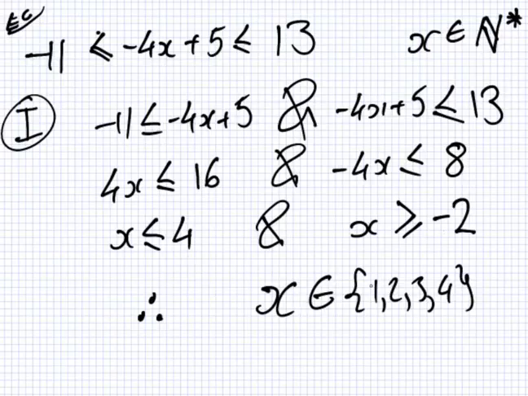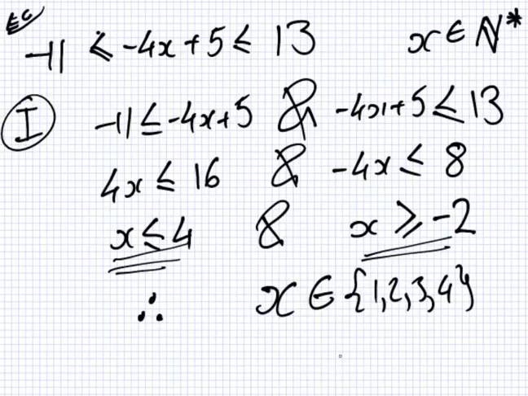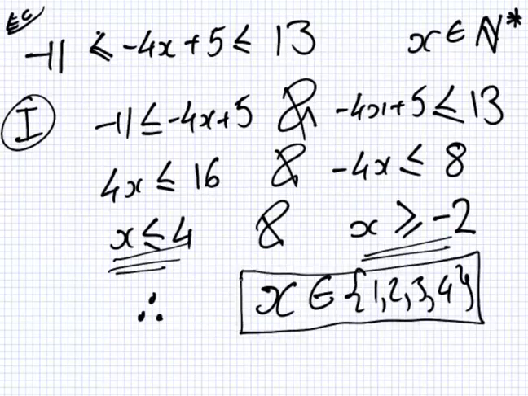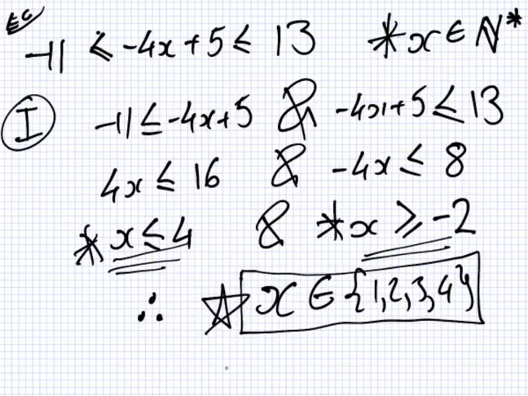Okay, so in this one, x is all the natural numbers, including 0. There's two ways to do this one. The first way is to separate it as two problems. So this is method 1. Minus 11 is smaller than minus 4x plus 5, and minus 4x plus 5 is smaller than or equal to 13. So you do them separately. Here you get 4x is less than or equal to 16, and minus 4x is less than or equal to 8. X is less than or equal to 4, and x is bigger than or equal to minus 2.